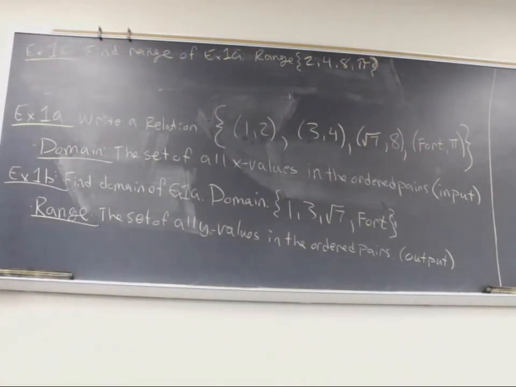And that would be how you extract the domain and range out of a relation such as this. All right, so that's pretty much it for domain and range, and we'll get going on the next section here soon.